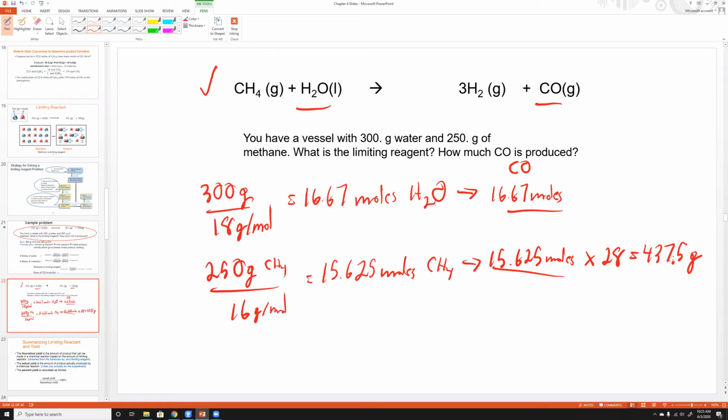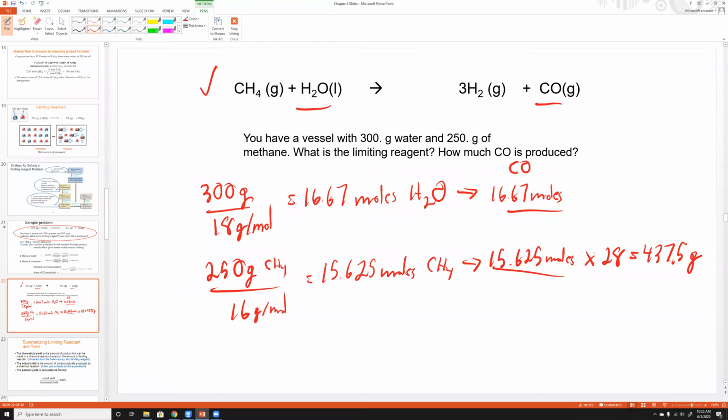Could you just repeat the 28 again? Yeah, 28 is the molar mass of carbon monoxide, and the question is asking for how much CO is produced. So once we know that methane is the limiting reactant, we take that amount of CO, the product that is produced from the limiting reactant, and multiply it by its molar mass to obtain the amount produced.